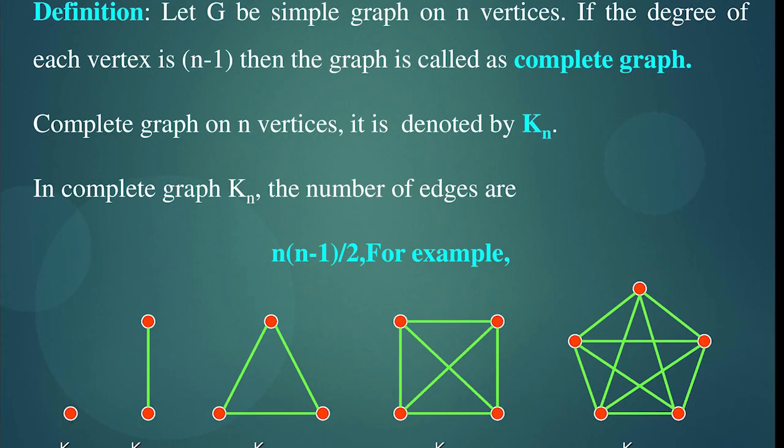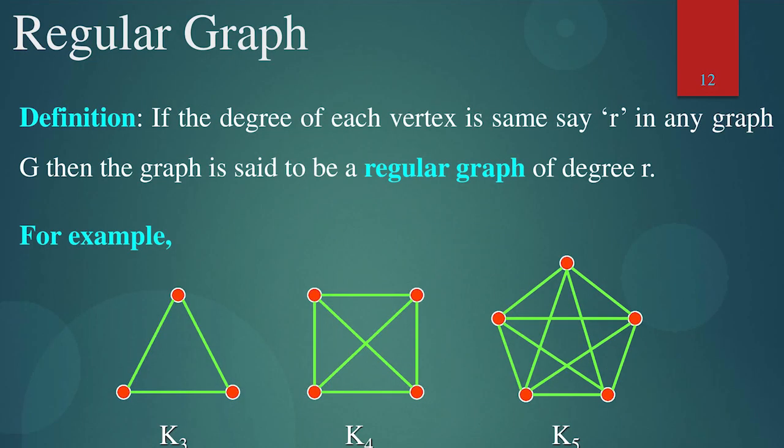Next definition: complete graph. Let G be a simple graph on n vertices. If the degree of each vertex is n minus 1, then the graph is called a complete graph. The complete graph on n vertices is denoted by Kn. For example, K1, K2, K3, K4, K5. Regular graph: if the degree of each vertex is the same, say r, in any graph G, then the graph is said to be a regular graph of degree r. For example, K3, K4, K5.